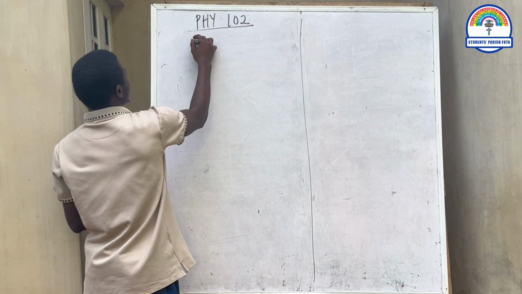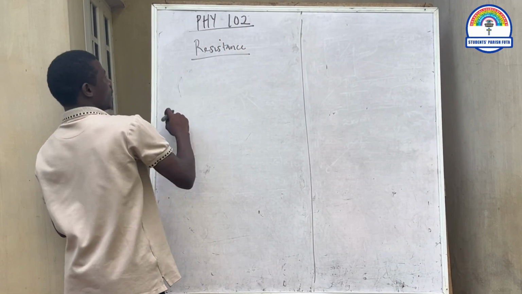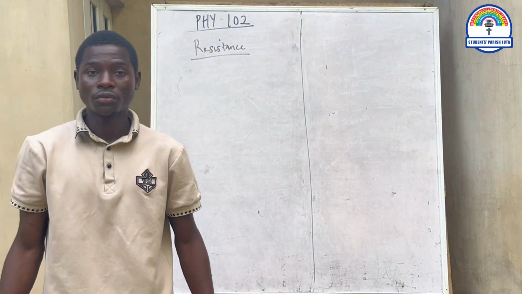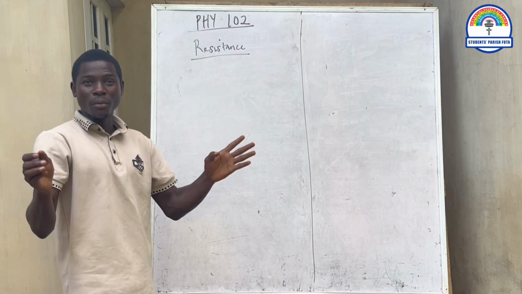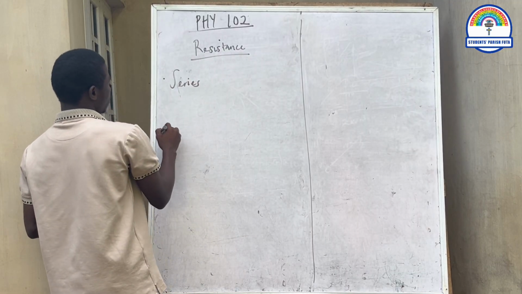To cap this series off, let's talk about resistance combination and capacitance combination. A resistor opposes the flow of current, or electricity, or charge. So for resistance, just the combination is what we'll be mentioning. We have the series combination and we have the parallel combination.